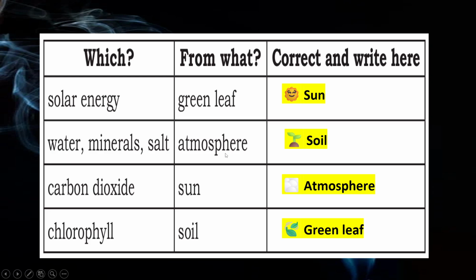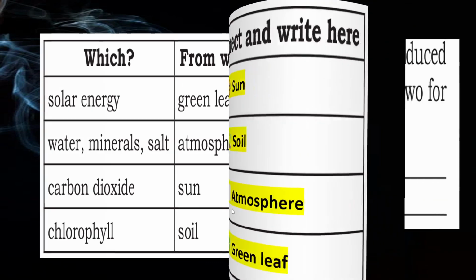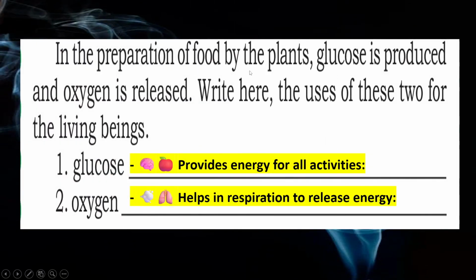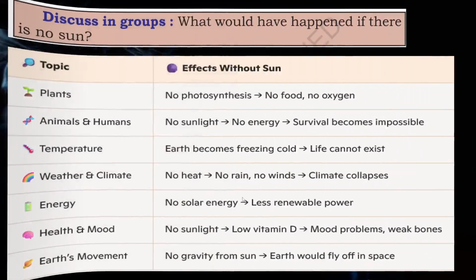Water, minerals and salts, atmosphere. It is actually absorbed from the soil. It is not the atmosphere. Carbon dioxide from the sun? No, it is from the atmosphere. Chlorophyll from the soil? No, it is from the green leaf, or from the sun, you can say. In the preparation of food by the plants, glucose is produced and oxygen is released. Right here, uses of these two for living beings. Glucose provides the energy for all activities. Oxygen helps in respiration to release energy.